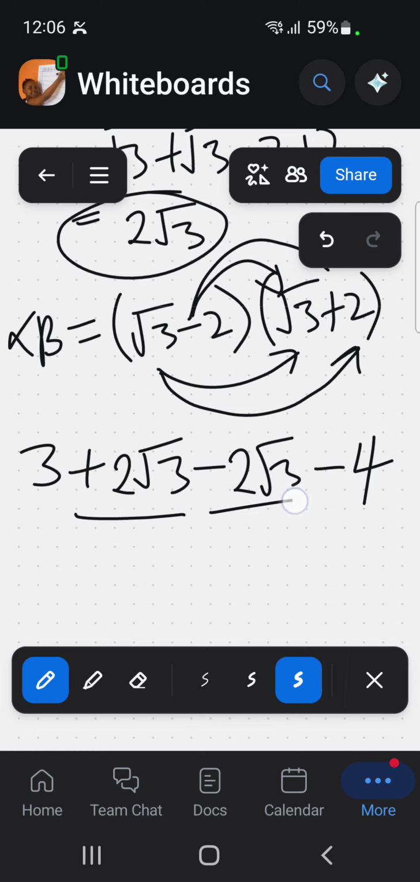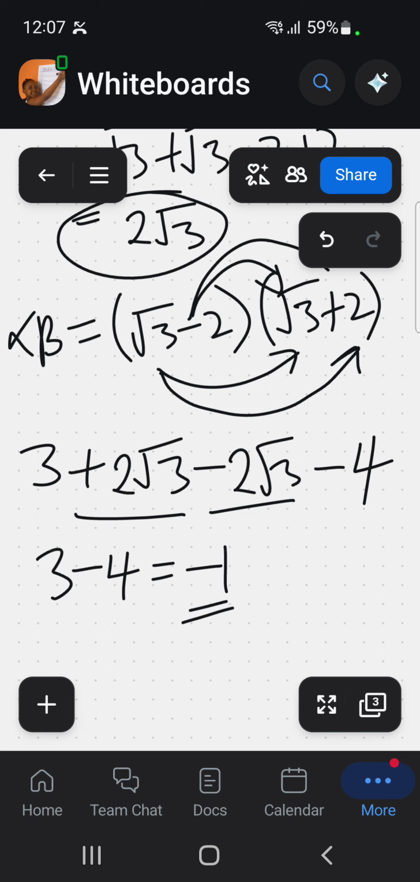At the end of the day, plus 2 root 3 and minus 2 root 3 cancel out. So we'll be left with 3 minus 4, which gives you negative 1. That's the product of roots. Another way you can do this is what we call difference of two squares. We can apply that, but I'm not going into that today. We can use that to get this question quickly.